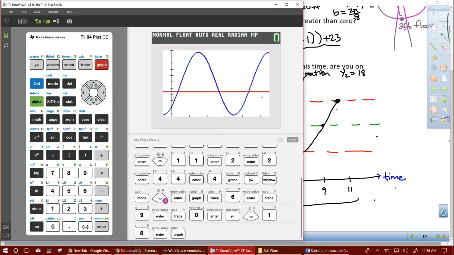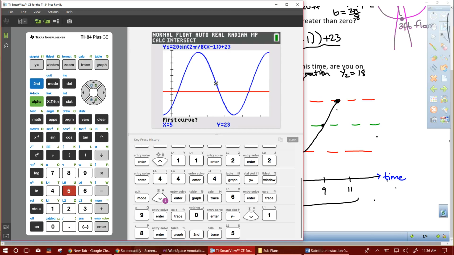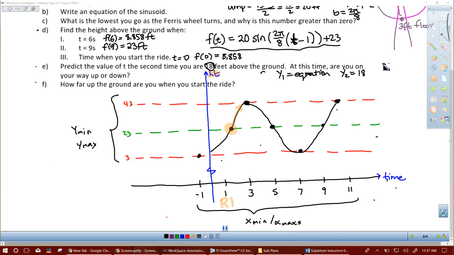So I'm going to solve for all 3 of those by doing second trace, choose my intersect, go down 1 time, and then move to the left. I like to go all the way to the left and do the leftmost first. So you just hear me kind of tapping on my screen here as I move to the left. And then once you're close to it, enter, enter, enter. So our first time is 0.678.